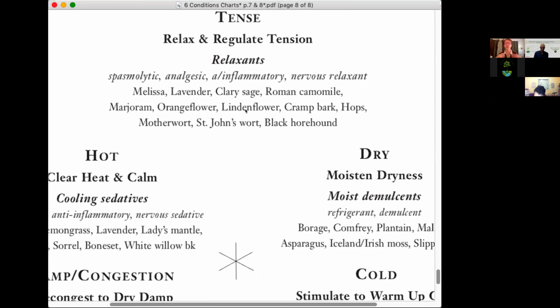If the tension is on the body's exterior, the skin, the muscles, the person has inability to sweat, then tilia is wonderful. Marjoram too. Marjoram is a wonderful neuromuscular relaxant. Also lavender. Lavender, marjoram, linden, especially treat neuromuscular tension. Okay.